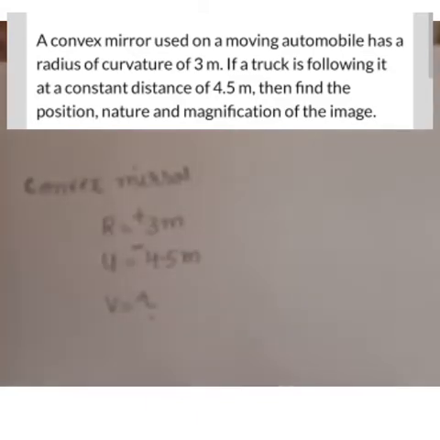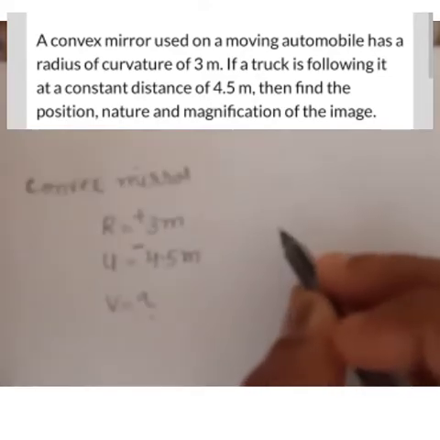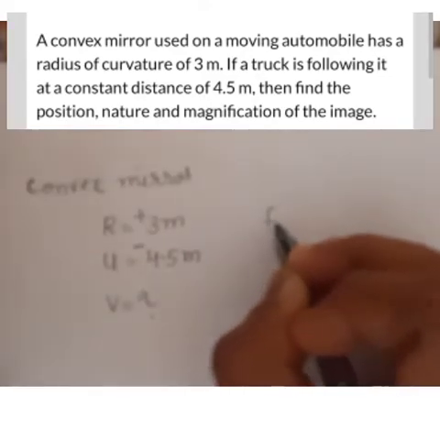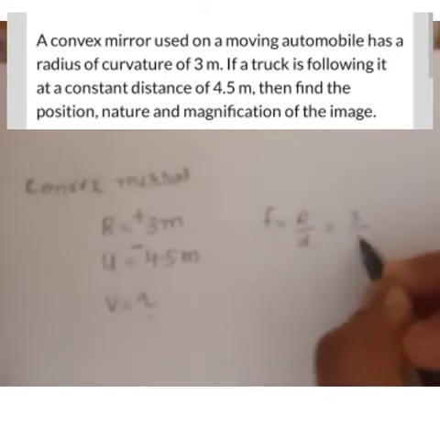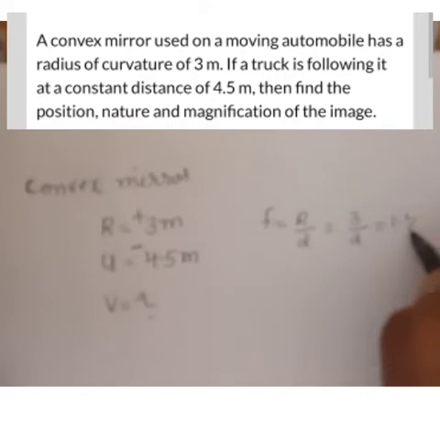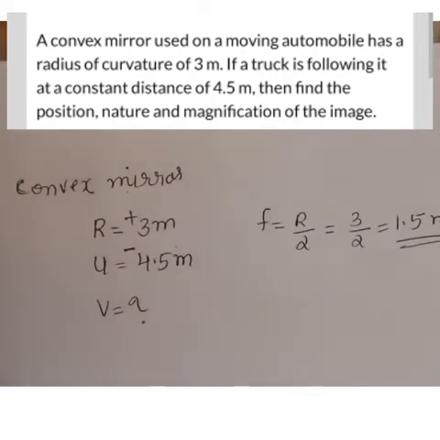Then how can we find out the image distance? First you have to find out the focal length. How can we find the focal length? You know that F is equal to R by 2, which is equal to 3 by 2. 3 by 2 is 1.5 meter. So F is equal to 1.5 meter. Then you have to use the mirror formula.